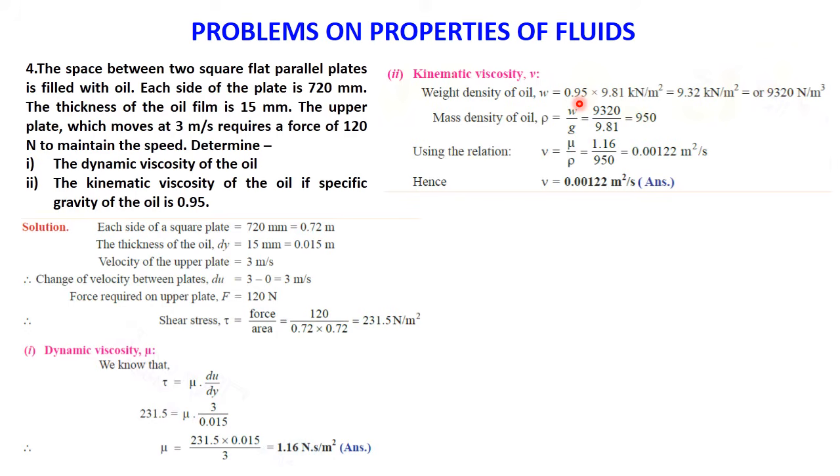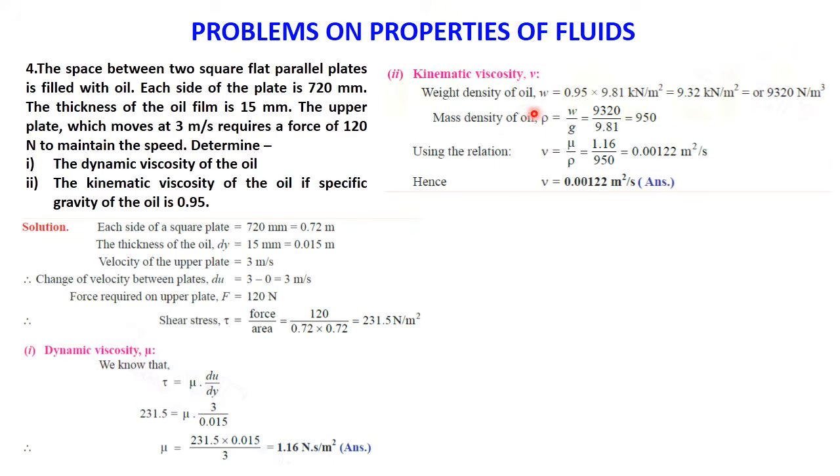Now, it is given that the weight density is 0.95. So basically this is nothing but the specific gravity, that is S. For finding the specific weight, we first have to find the value of density. Only if we find the density can we find the kinematic viscosity, because kinematic viscosity is the ratio of dynamic viscosity to density. So depending upon the specific gravity of oil, we first find density and then kinematic viscosity. For finding density, we know the formula: specific weight is equal to rho into g.